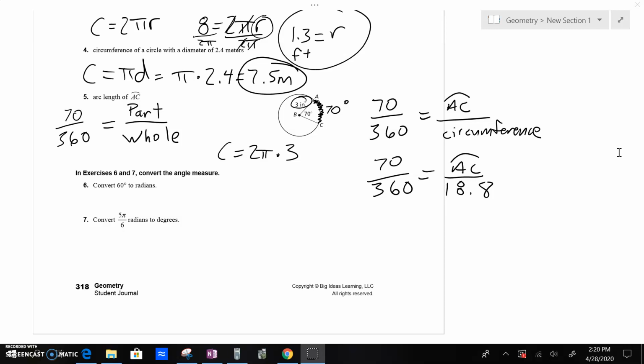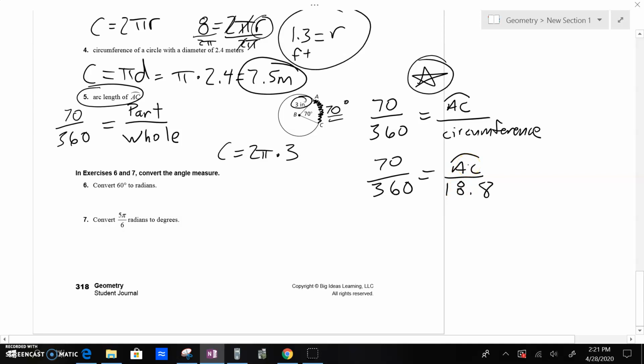And again, just to walk it back through, here's number 5, we're looking to find arc length of AC. What we do is this part over whole. So we say 70 over 360, that's the arc measure based on the central angle, divided by 360 degrees total in the circle, equals part over whole. So part of the outside divided by the whole of the outside, and that is right here. So 70 over 360 is part the AC divided by the whole circumference. We said we found the circumference to be 18.8.